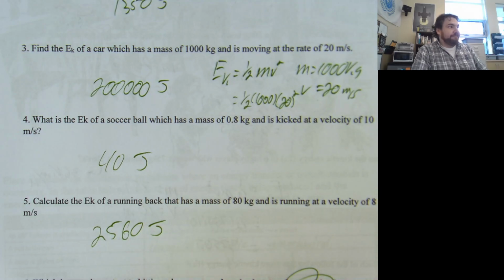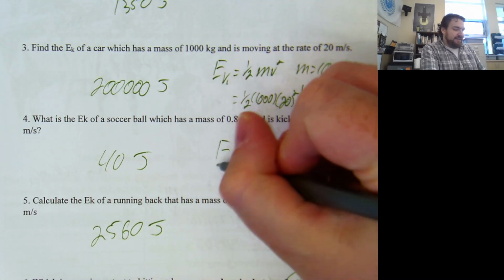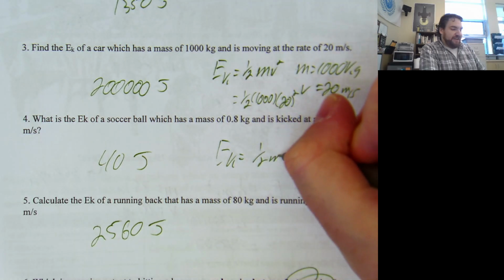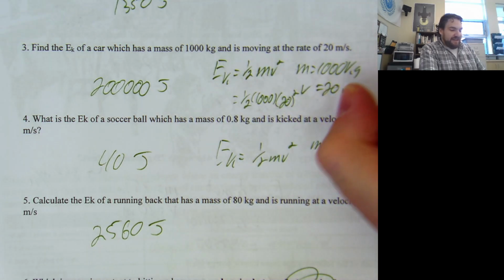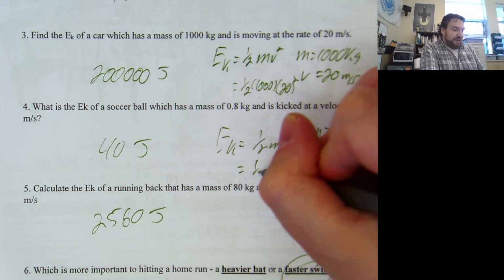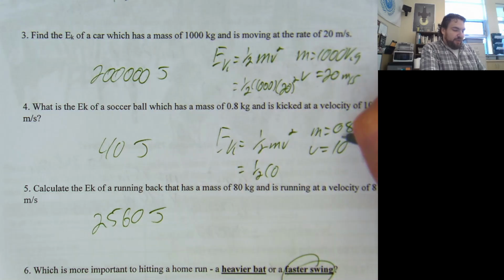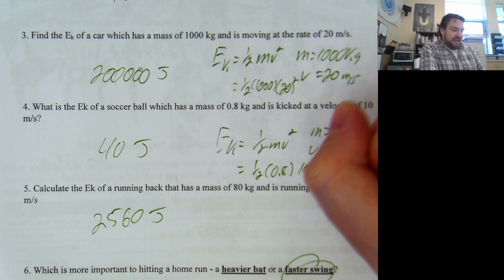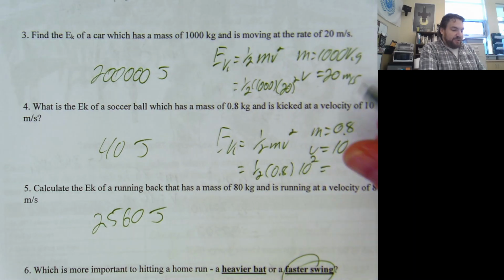Boom. No, because it's exactly the same. They're all exactly the same. EK equals 1/2 mv squared. The mass is 0.8. The velocity is 10. So you have 1/2 times 0.8 times 10. So you're squared. So you're going to have 0.4 times 100, which is going to be 40.